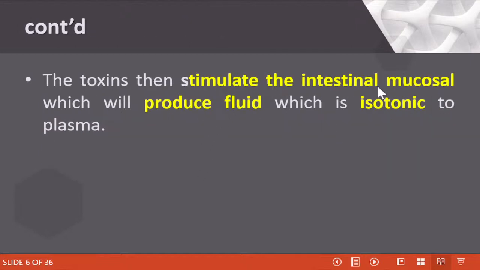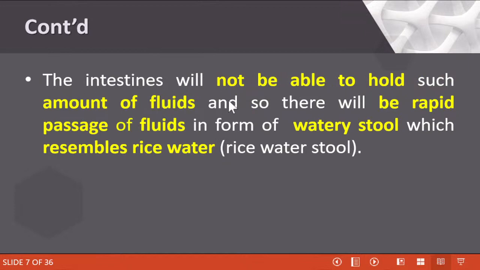They're going to stimulate intestinal mucosa, which will produce fluid, which is isotonic to plasma. All right? This is interesting. Then the intestines will not be able to hold such amounts of fluid, and there will be rapid passage of fluids in form of watery stew, which resembles rice water. That's where the name rice watery stew comes from.